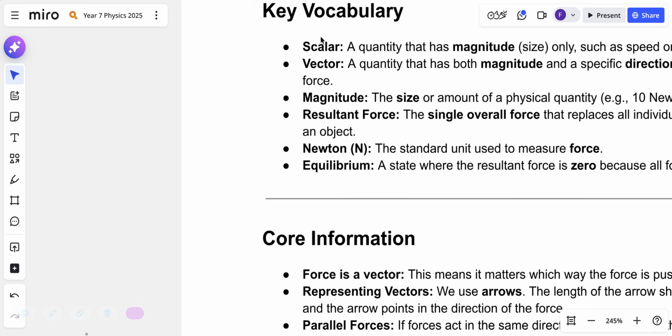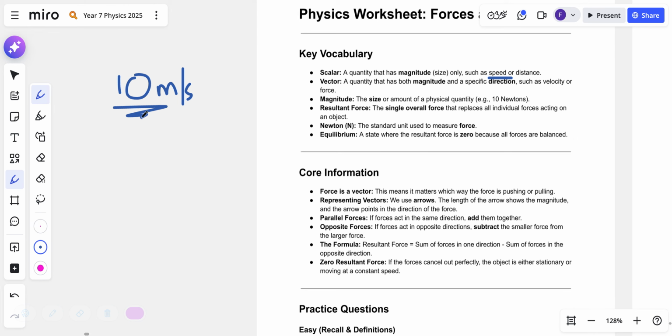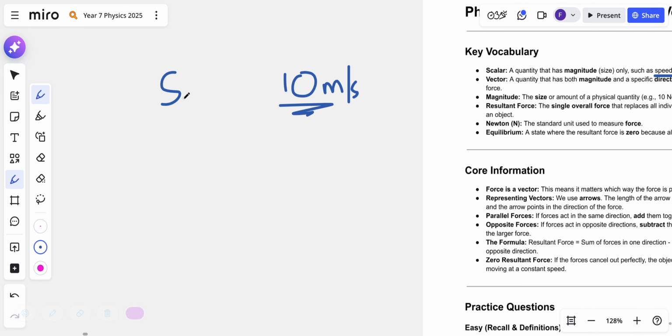Okie dokie. What is a scalar? Well, it says this weird thing, a quantity that has magnitude, size only. It means it just gives you a number. So if we look at speed, it would say, oh, I'm moving at 10 meters per second. It's just told you how fast you're going. That's it. And this would be speed. This is a scalar quantity. And this is where you've got to get used to words. There'll be no positive, there'll be no negative, there'll be no direction.